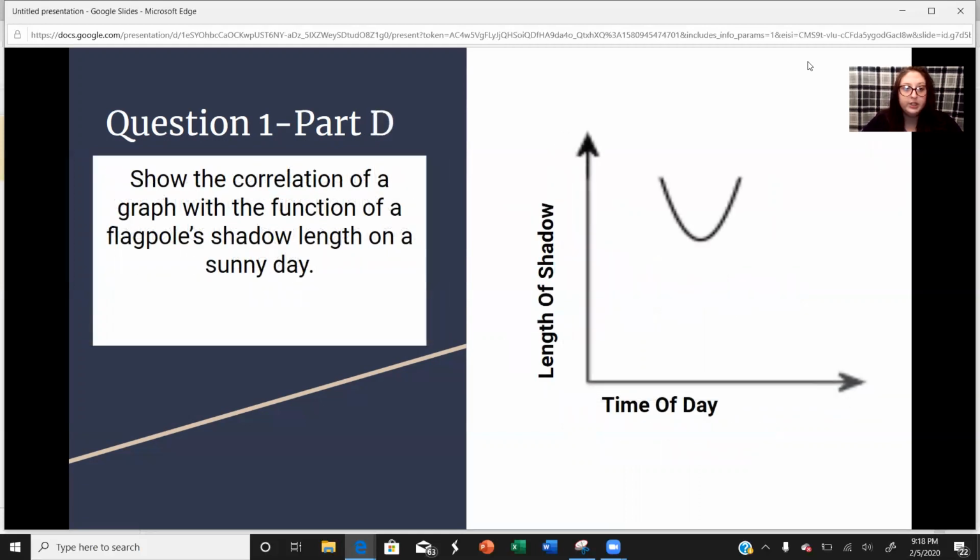On Part D of this question, it says, show the correlation of a graph with the function of a flagpole shadow length on a sunny day. So right here at the beginning, it's a fairly large shadow, but it's going to decrease because when it hits the middle of the day, the shadow is going to be the least amount. And then as it gets closer to the end of the day, with the sun starting to set, the shadow becomes longer again until it disappears because the sun is gone. This is due to the position of the sun in the sky rotating around the flagpole.